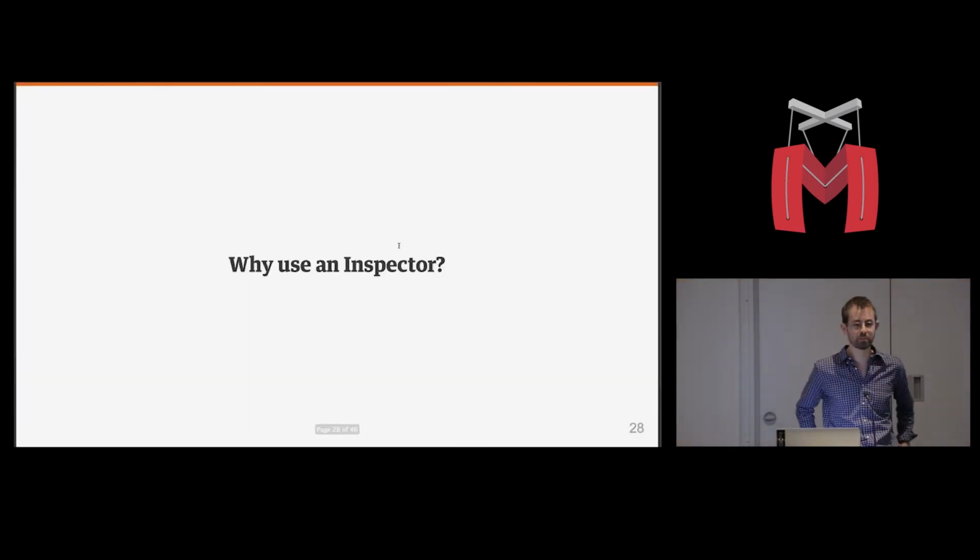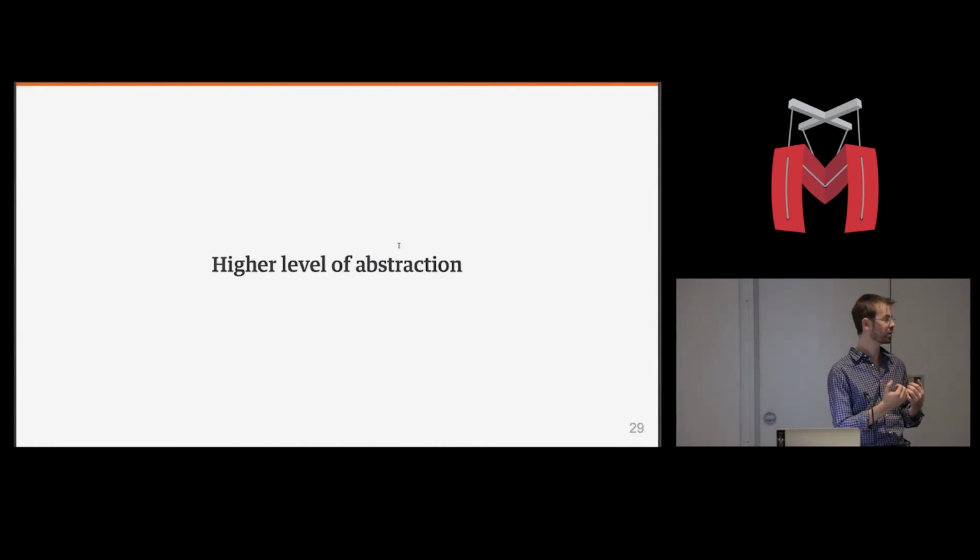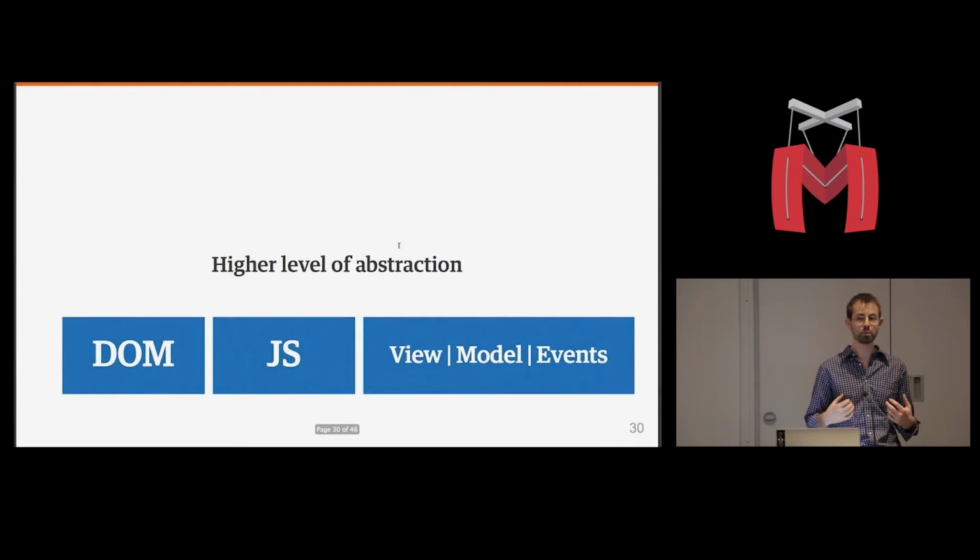So the argument for an inspector is a couple things. The first is that I think inspectors offer a higher level of abstraction. So we're all used to building websites where there's DOM and JavaScript. And as we build more sophisticated web applications, we want to think in terms of the views and the models as well, and maybe the events that wire the whole thing up together. And frankly, it doesn't matter if you use Marionette, Ember, or Angular. We should all be thinking in terms of these higher levels of abstractions and then highlighting that through tooling.